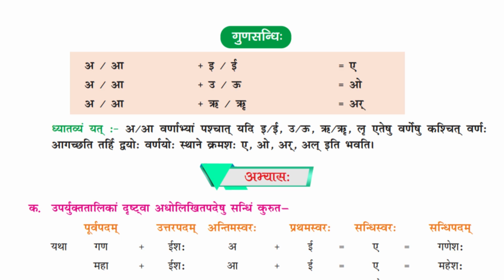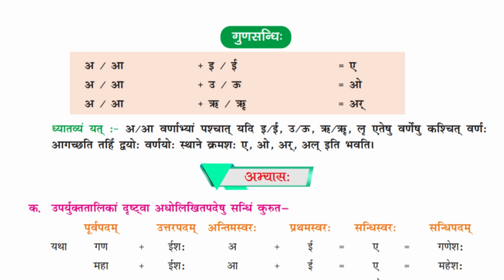Two letters will come here as the answer. For a plus e, a is the answer. For a plus u, o is the answer. A and o are swaras only. But when we add a and r, it becomes a and ra, where ra, the vyanjan, replaces the sound r.